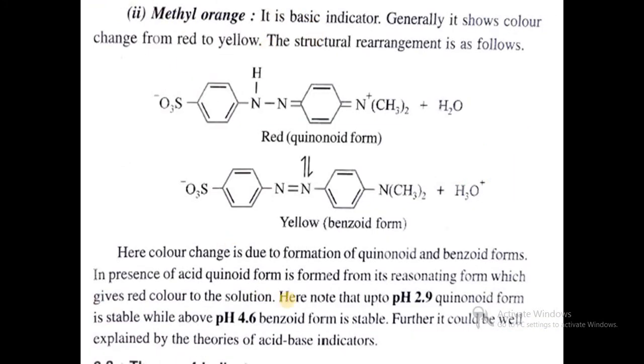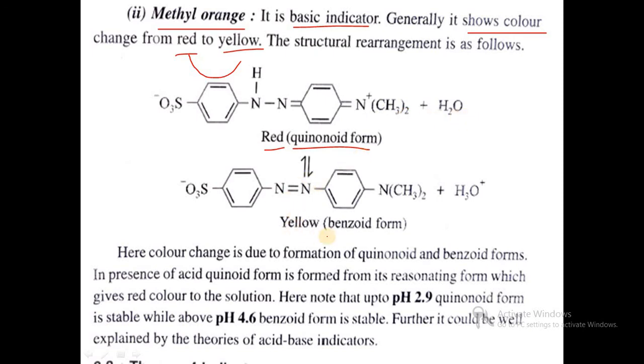Then another indicator which is used in acid base titration is methyl orange. It is a basic indicator. Generally it shows a color change from red to yellow. The structural rearrangement, or the structure of methyl orange, is as follows. In the quinonoid form, which is red colored, the structure looks like SO3 minus, benzene ring, NH-N double bond, benzene ring, N plus (CH3)2.